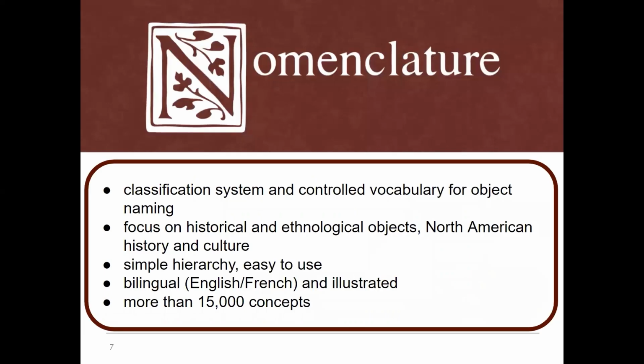Most museums in Canada that are using controlled vocabularies to catalog humanities collections use Nomenclature for Museum Cataloging. It focuses on historical and ethnological objects relevant to North American history and culture. Terms are arranged within the classification system in a simple hierarchical structure. It is bilingual, English and French, illustrated, and contains more than 15,000 concepts.